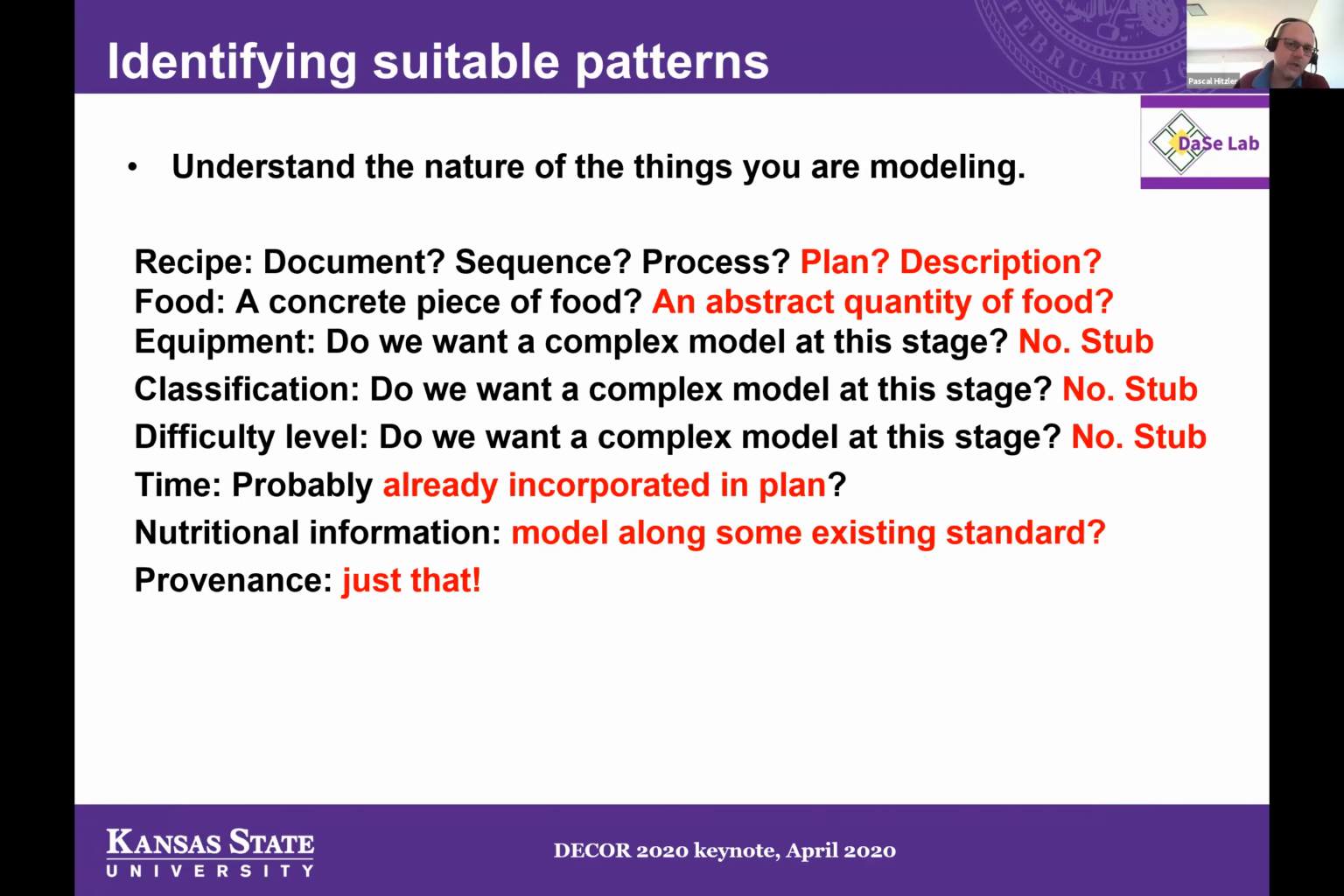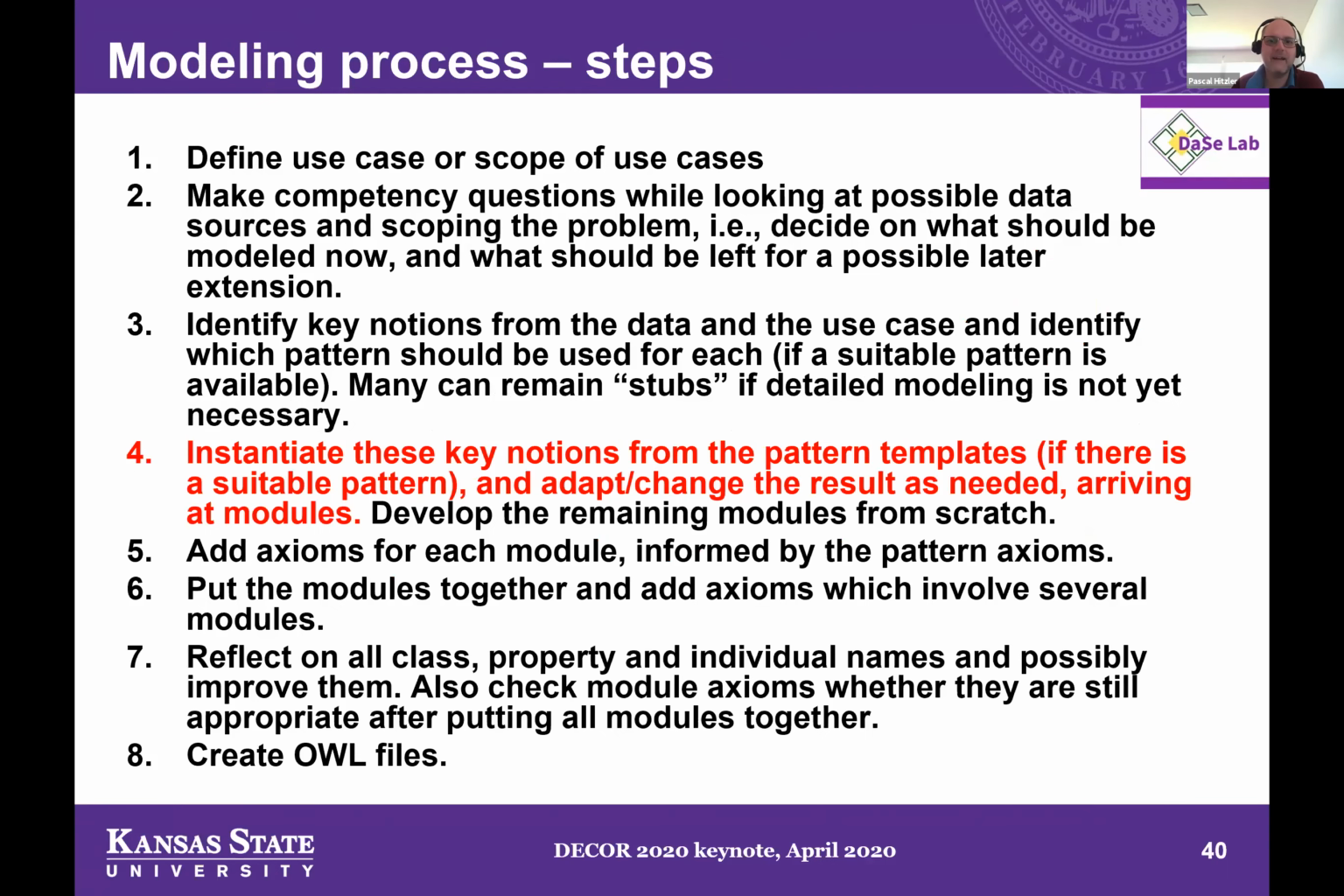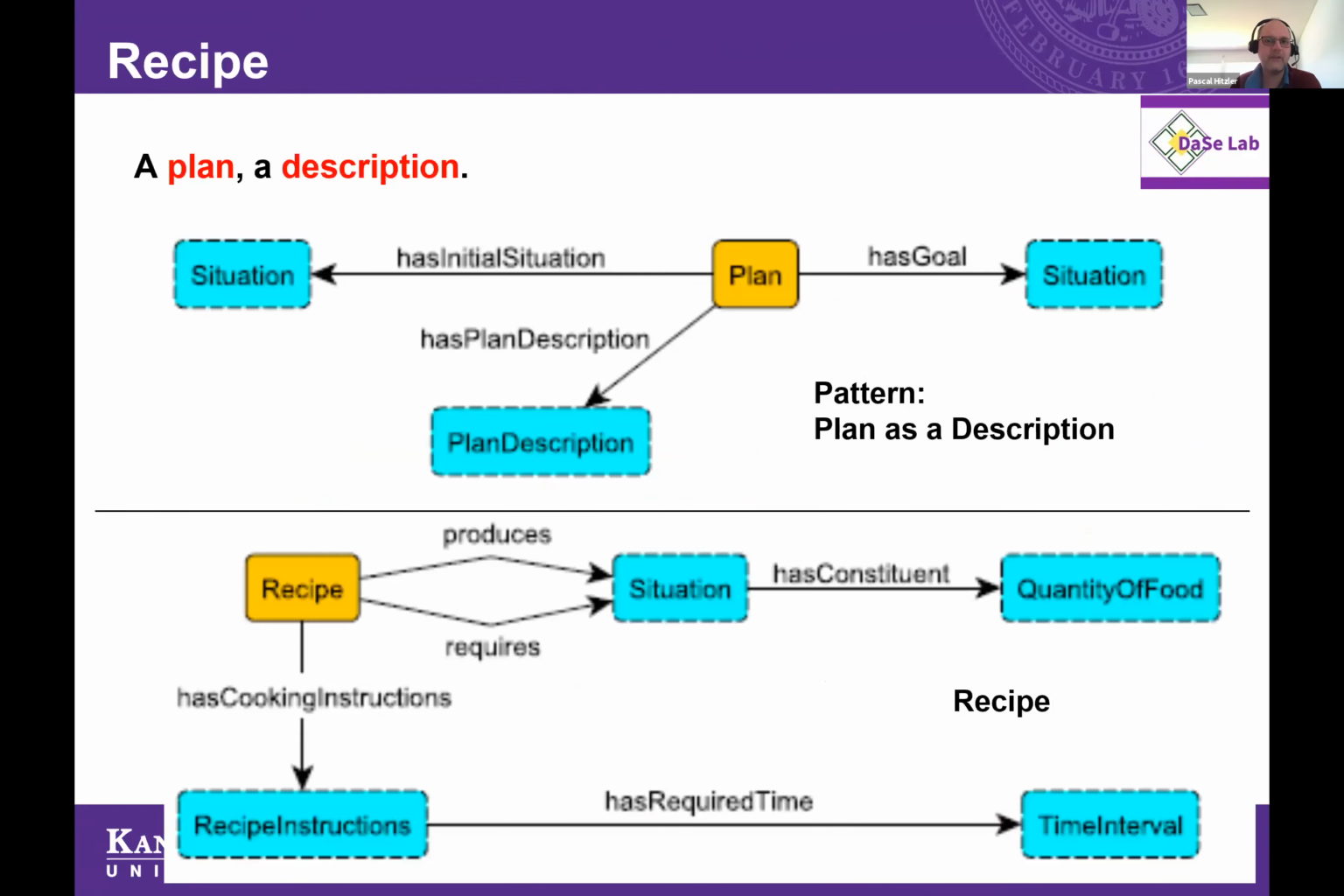And then we can go through this list and identify patterns if they exist. They may not yet exist, so we may have to model from scratch. But for some, we can use something which has been done before. So for example, here at the top would be something you could call a pattern for a plan, going from an initial situation to a goal, which is also a situation, having a plan description.